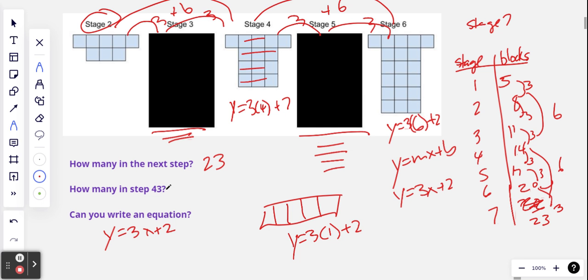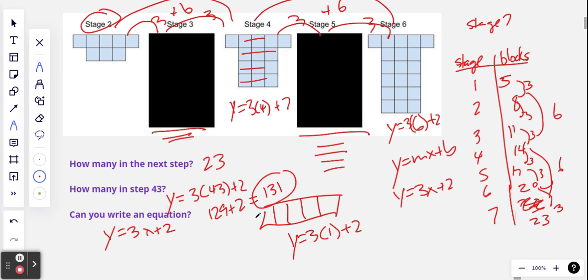And now determining how many in step 43, not too tough. We're just going to put 43 in for x. So y equals 3 times 43 plus 2. And 3 times 43, well, 3 times 40 is 120. 3 times 3 is 9, so 129 plus 2 is 131 blocks in stage 43.